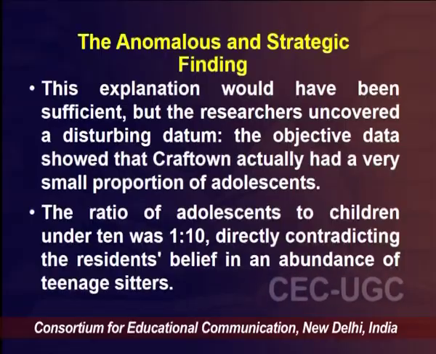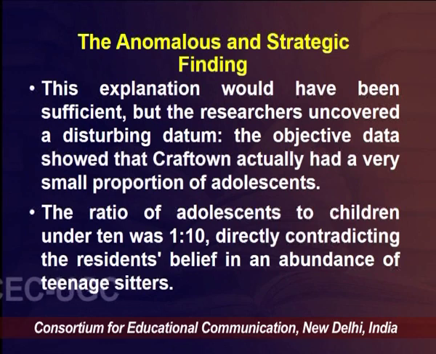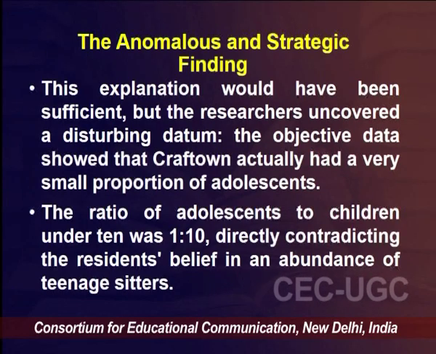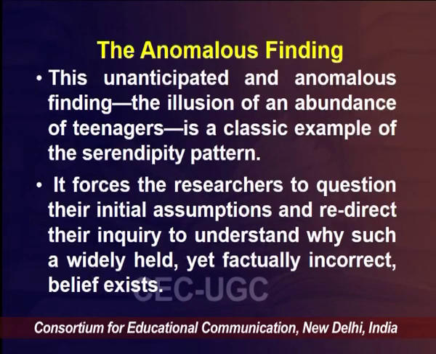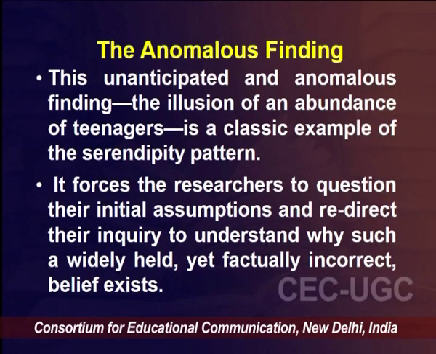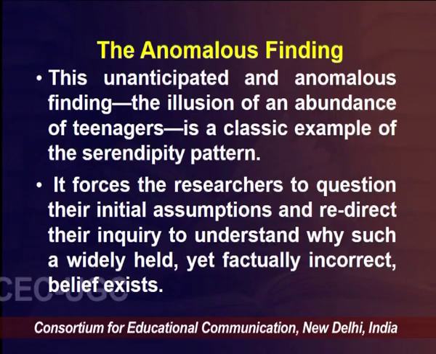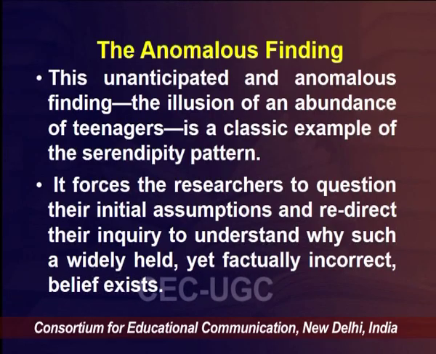This explanation would have been sufficient, but the researcher uncovered a disturbing datum. The objective data showed that Crafttown actually had a very small proportion of adolescents. The ratio of adolescents to children under 10 was 1:10, directly contradicting the residents' belief in the abundance of teenage sitters. This unanticipated and anomalous finding, the illusion of an abundance of teenagers, is a classic example of the serendipity pattern.